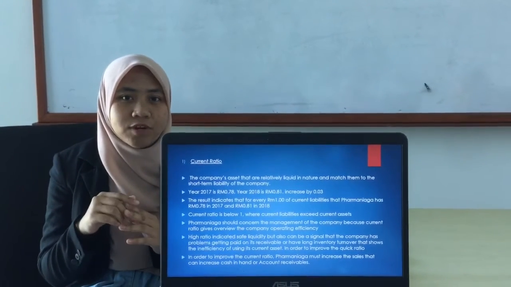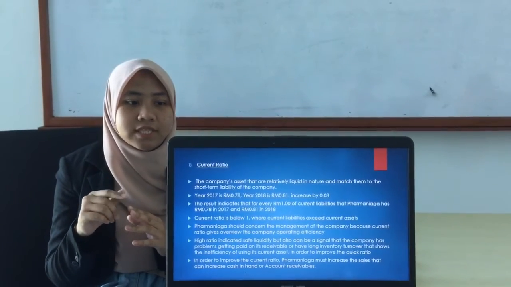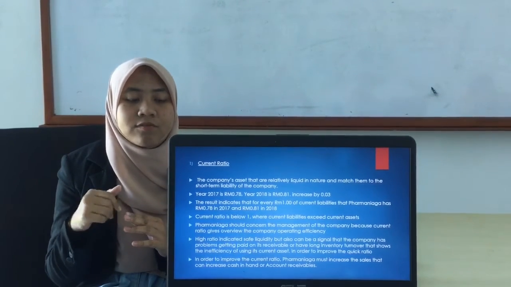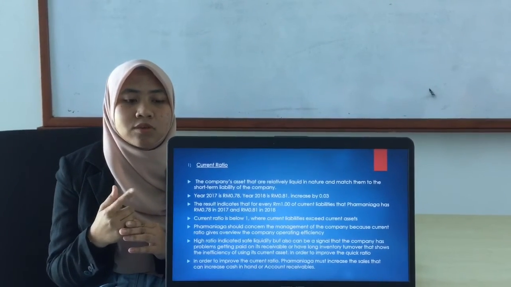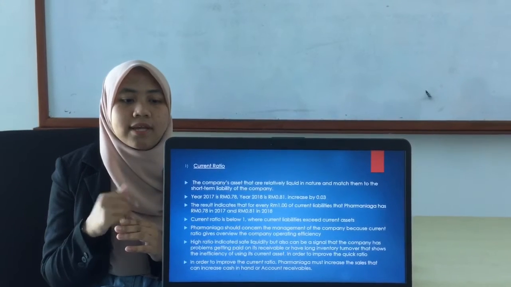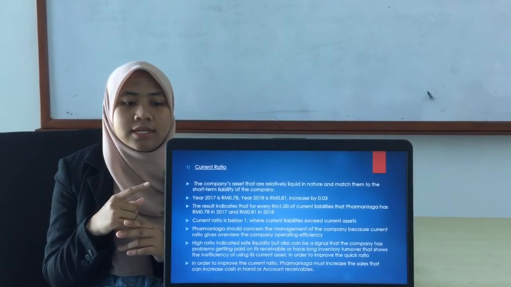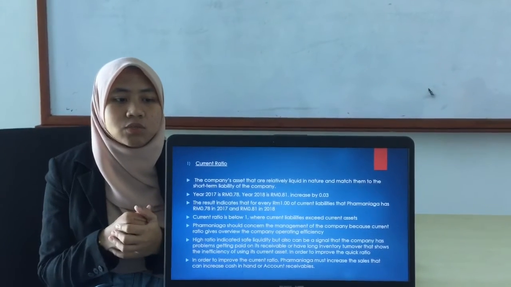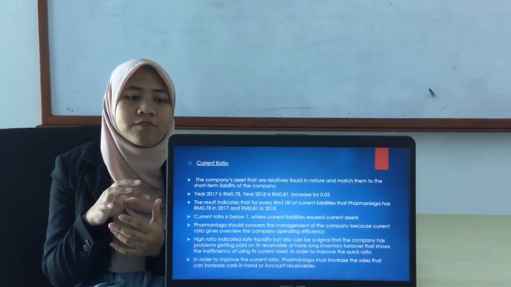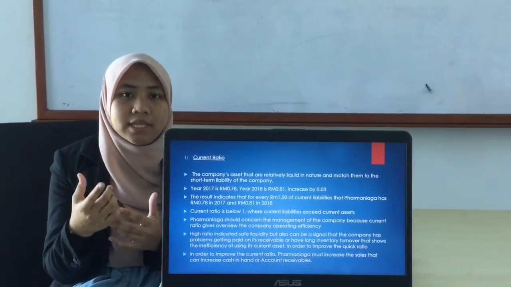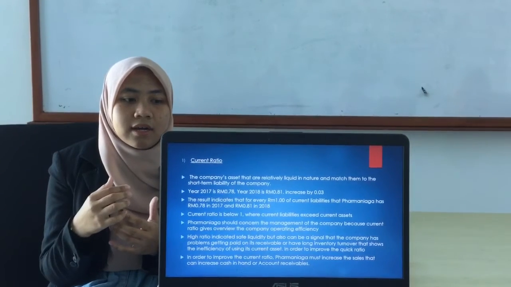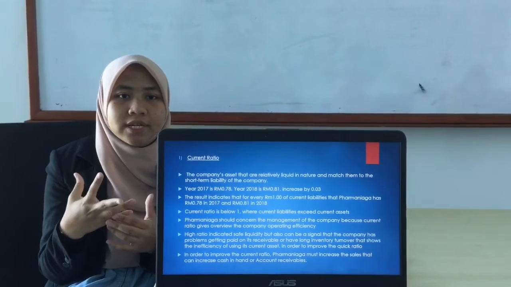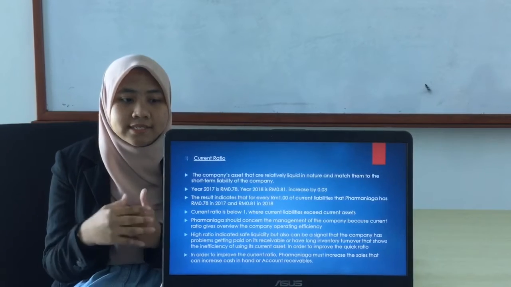So as you can see for Pharmaniaga, in the year 2017 it has RM 0.78, and for the year 2018 it is RM 0.81. It shows an increase for the company of 0.03. The result indicates that for every RM1 of current liabilities, Pharmaniaga has 0.78 in 2017 and 0.81 in 2018 in current assets.